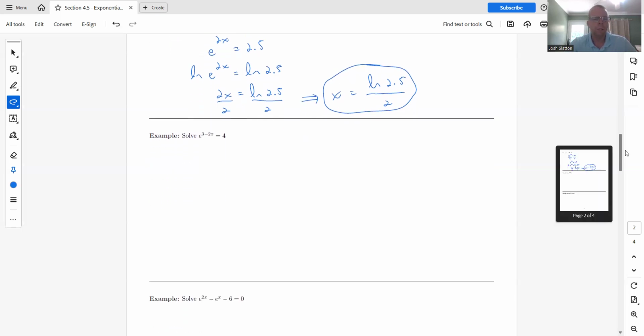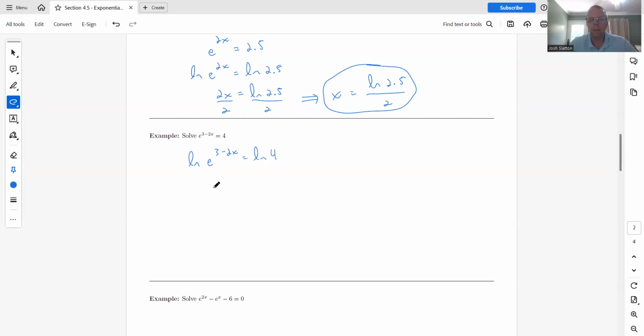All right, the next one, e to the 3 minus 2x equals 4. So again, we can ln both sides. The ln and the e cancel out, so we have 3 minus 2x equals ln of 4. And now just solve for x and leave the ln 4 alone. Then we'll divide by 2, and we'll factor out the negative, so we get 3 minus ln 4 over 2.